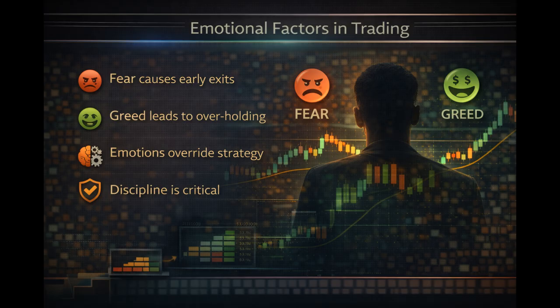Overtrading. Overtrading occurs when traders place too many trades within a short period of time. This often happens when traders feel compelled to participate in the market constantly. Many beginners believe that trading more frequently increases the chances of making profit. However, excessive trading often leads to poor decision-making and increased transaction costs.